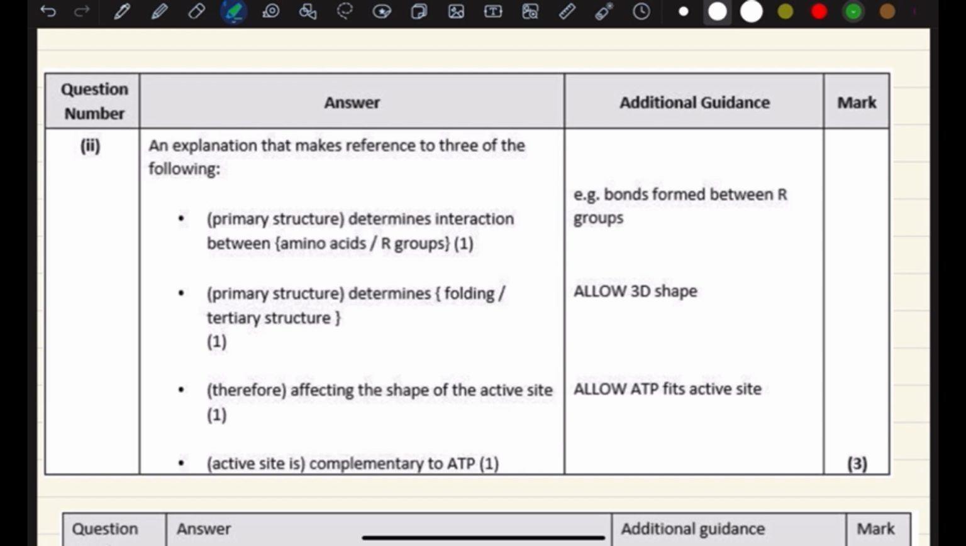Yeah? Determines the interaction between R groups, bonding between R groups. And again, I'd name an example, like ionic bond, the sulfide bridge. But you can see here, you finally gained the mark. Yeah? We're going to keep going. If the bonding between R groups happens in specific positions, we fall into a specific 3D shape. That's our second mark. Then, I'm going to say, specific 3D shape means that we have a specifically shaped active site, which is complementary to the substrate, which is ATP. Yeah? And you can see here, effective state of the active site, complementary to ATP.